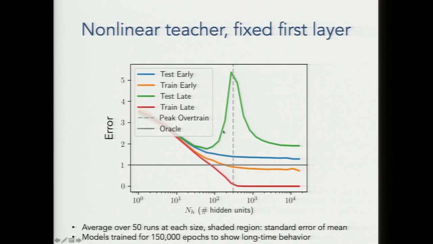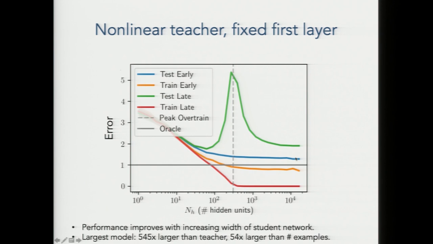And finally, if you throw early stopping in the mix, that's the blue curve here, you can see that things just get better. And remarkably, they just get better. It doesn't matter how large the model is. So again, this is a model that is 500 at the edge here. It's 545 times larger than the teacher. And it's 54 times larger than the number of examples you're giving it. And it's still the best model we tried, right?